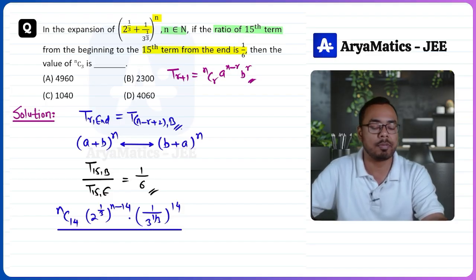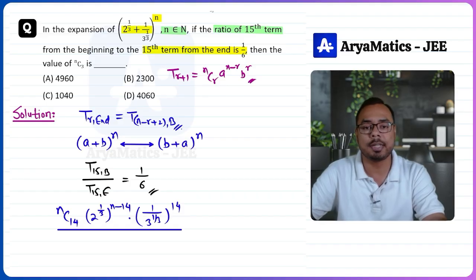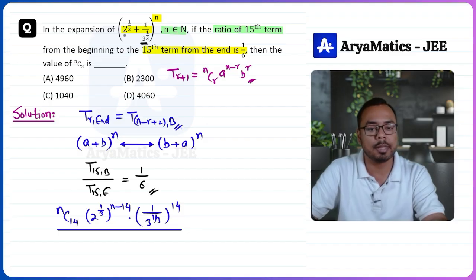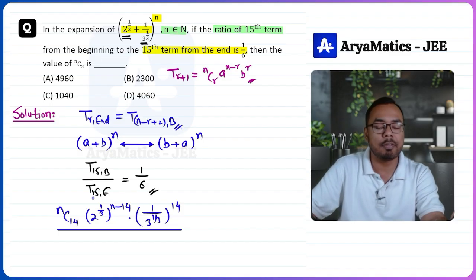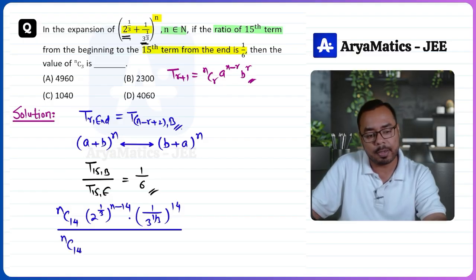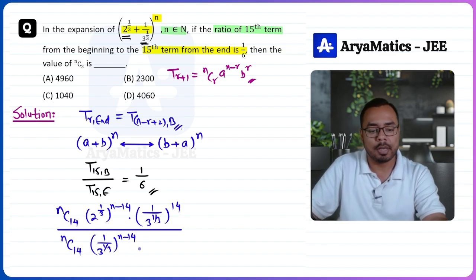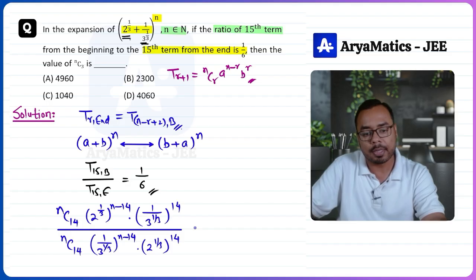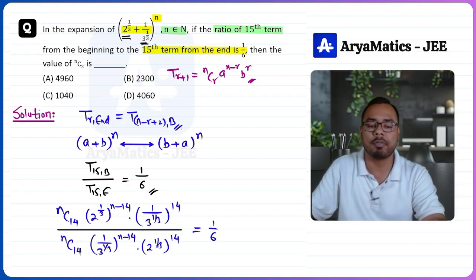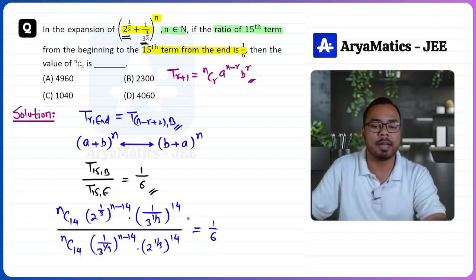Similarly, if I need the 15th term from the end, we just interchange these two. Now the first term becomes (1/3)^(1/3) and the second term becomes 2^(1/3). So T15 from the end will be nC14 times (1/3)^(1/3) raised to n minus 14, nCr a^(n-r) b^r, times 2^(1/3) raised to 14, and this ratio is given as 1/6. Now from here we have to find the value of n, and once we have n, we can calculate nC3.